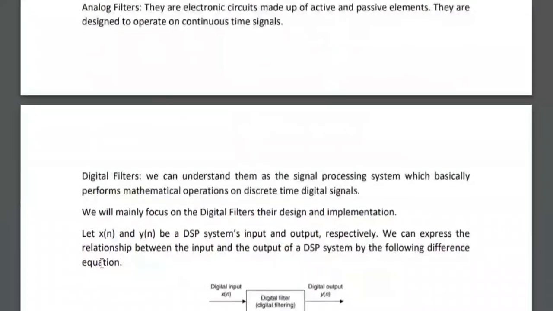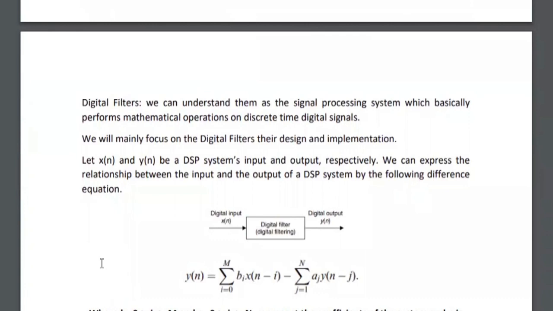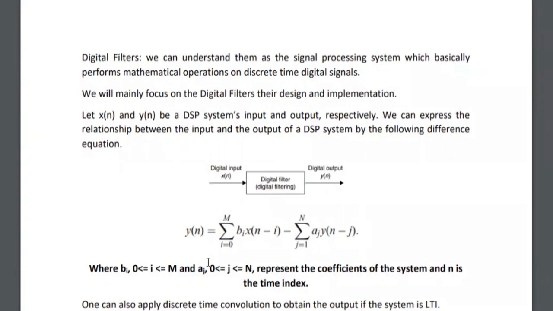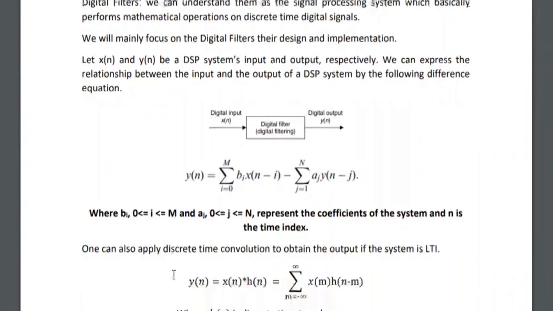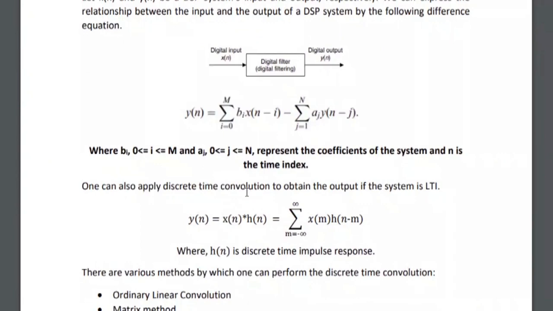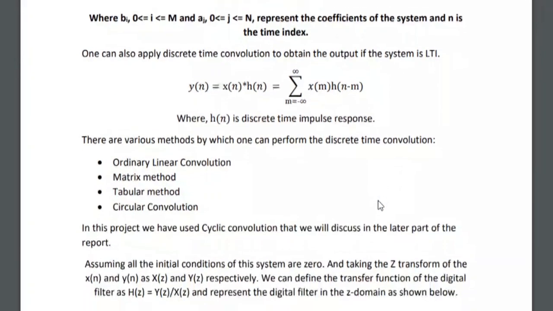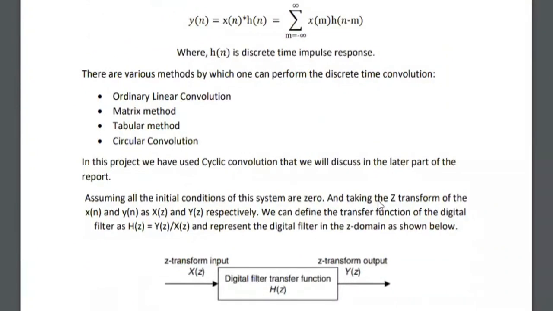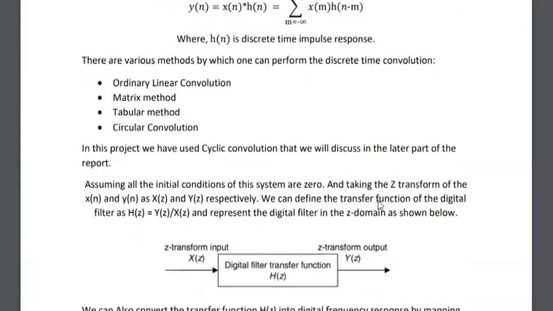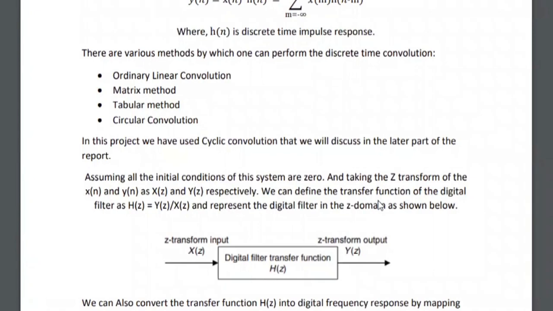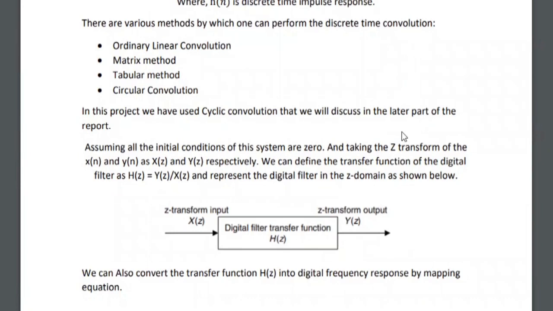We have studied in class that we can express the relationship between input and output using a difference equation that we have shown here. One can also apply discrete time convolution to obtain the output of the system when the system is LTI. There are various methods by which one can perform discrete time convolution, which are listed below: ordinary linear convolution, matrix method, tabular method, and circular convolution, which we have discussed in class also. In this project, we have used cyclic convolution, which we will discuss in the later part of the project.